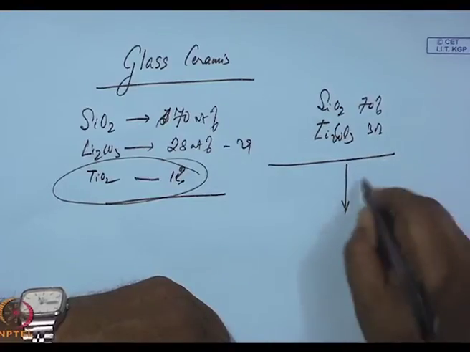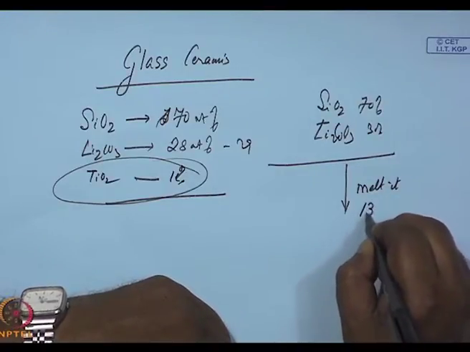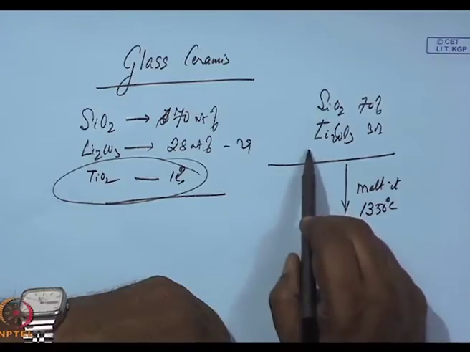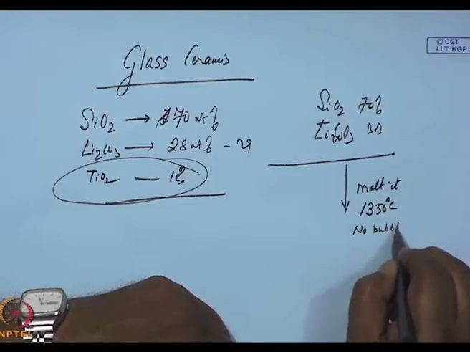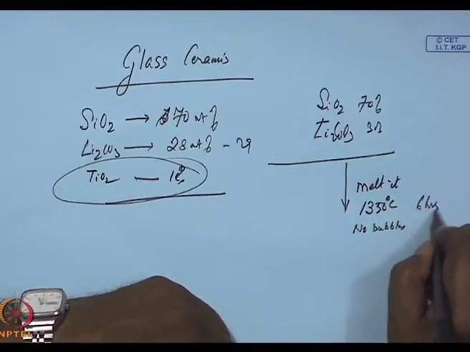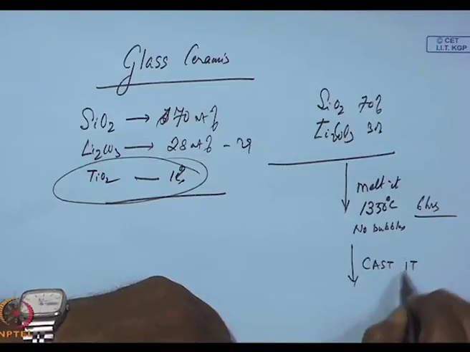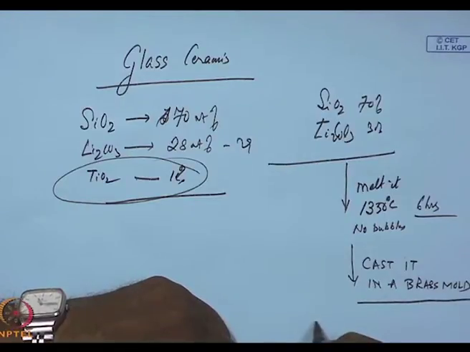I take this mixture and melt it. Let us say a good temperature to melt would be around 1350 degrees centigrade, which allows the glass to completely form, no bubbles, etc. I keep it there for a period of around 6 hours, so that all the glass has melted, and then I cast it in a brass mold. Here I get a clear glass.